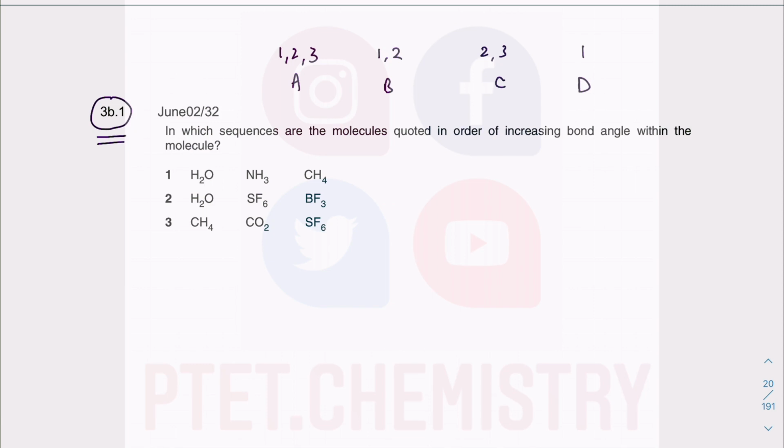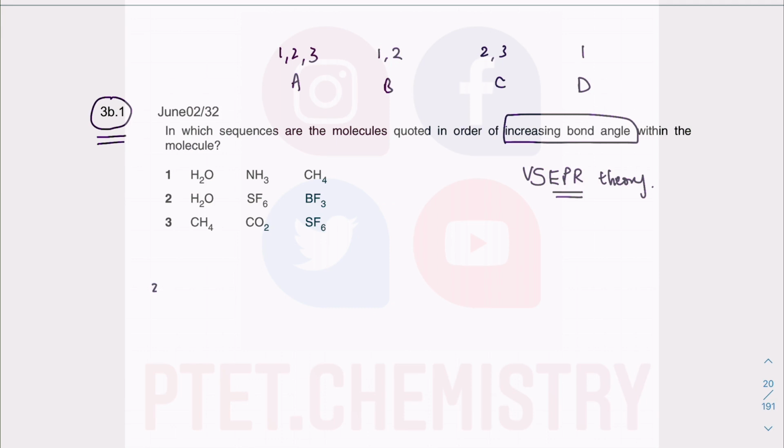Okay, so this question is asking you in terms of increasing bond angle. So it's to do with valence shell electron pair repulsion theory. You'll be surprised at how many students don't even know what this acronym stands for: valence shell electron pair repulsion theory. You have to count the electron pairs, the bond pairs and the lone pairs. Okay, so these all happen to be your case study.